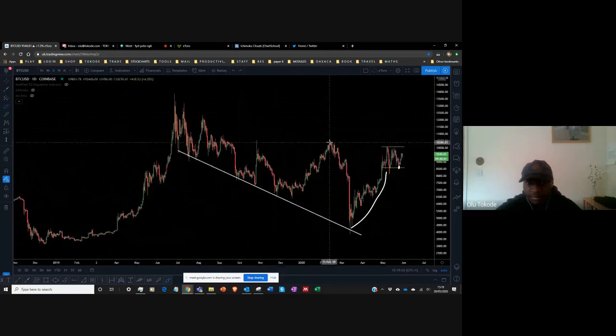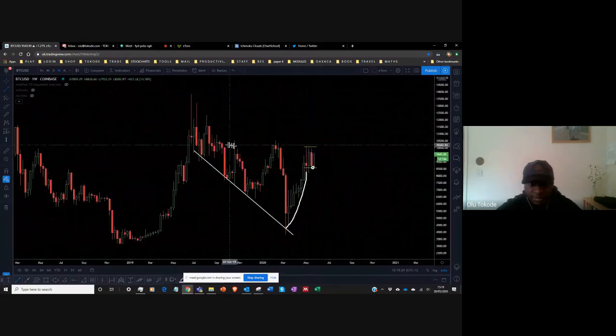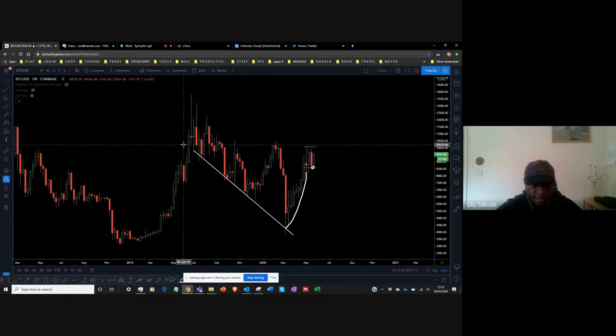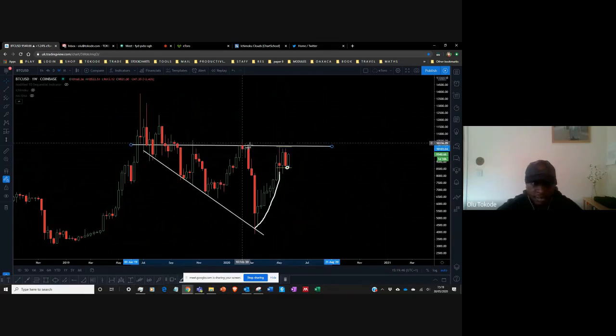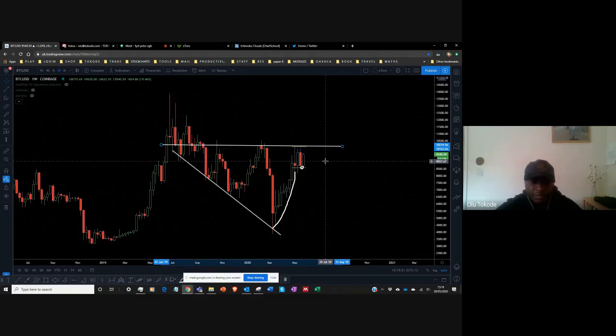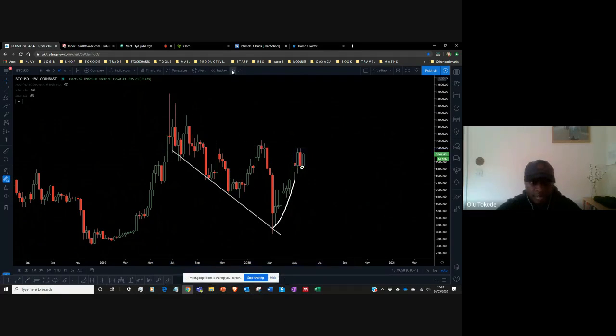And if you look this way, I think it's the weekly. Yeah, the weekly. You can almost see like a support there. See, price, price, price. I'm expecting this to break out upwards. I expect it to break out upwards.